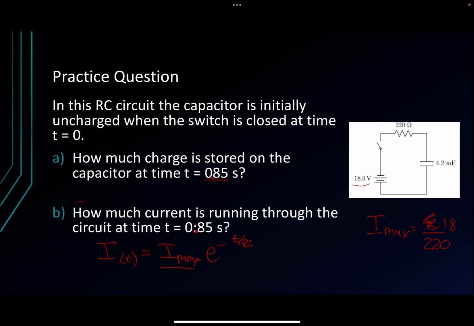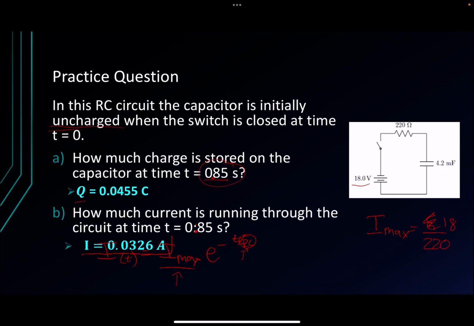And so you can either plug 18 over 220 into this equation and solve it all at once. I recommend using some parentheses when you do that, or you can solve them individually. It's however you like to use your calculator. Okay, so our I max is going there, our time and our C is going there. In this case, you'll end up with 0.0326 amps.